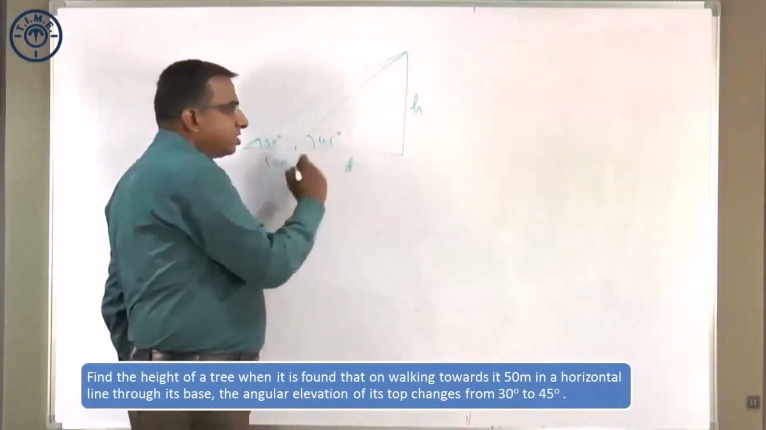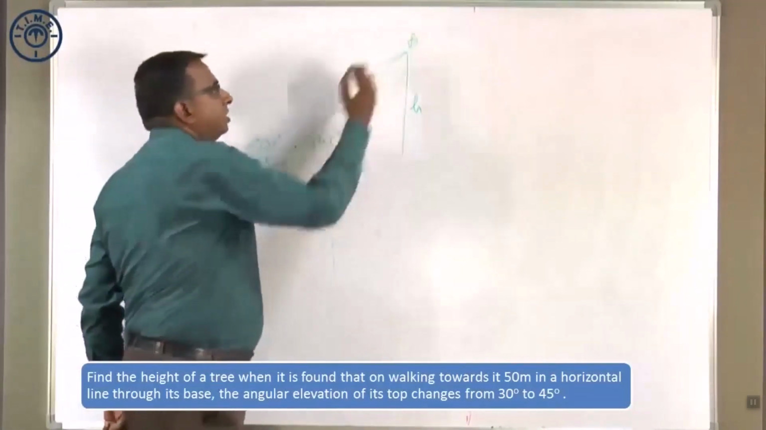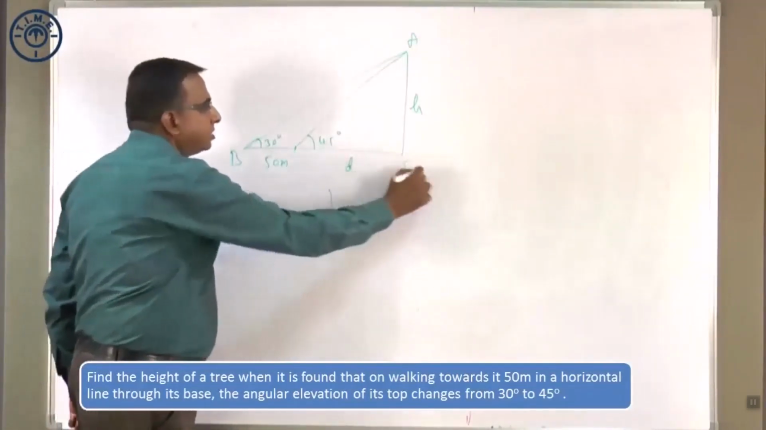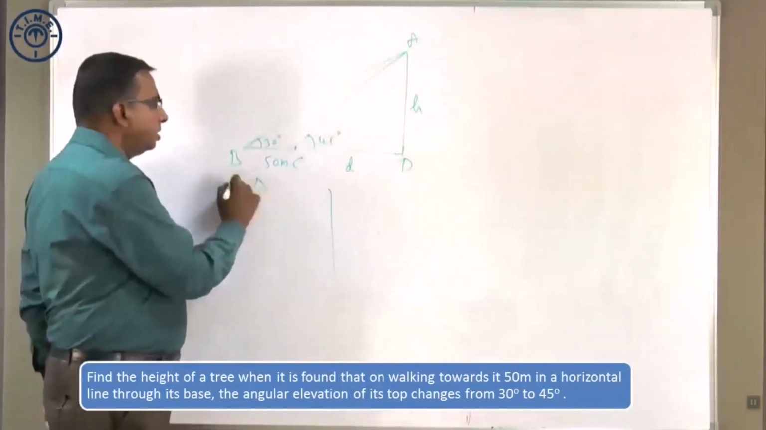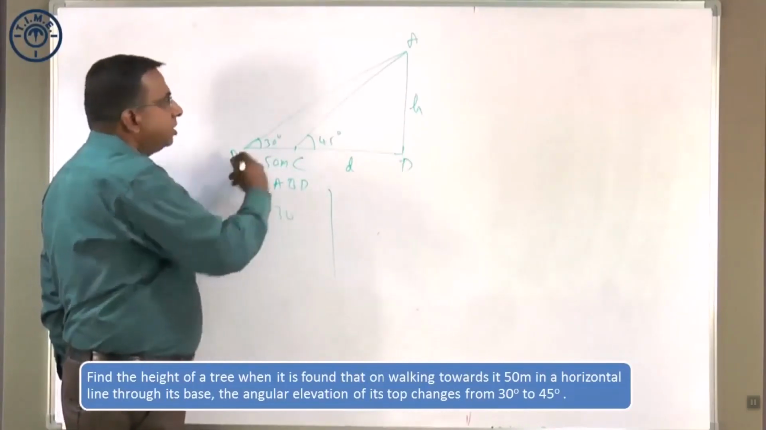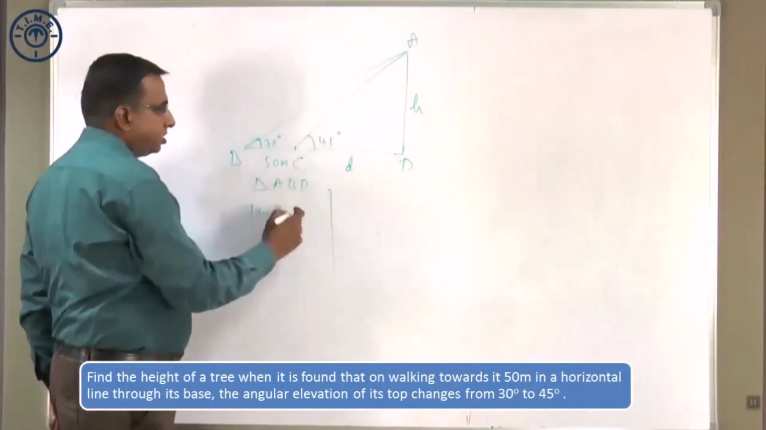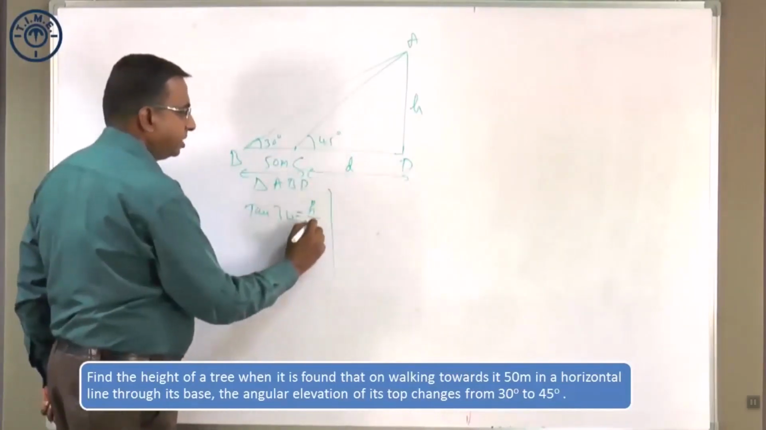So let us take this distance as some d, a dummy, let's say. You can see clearly two right angle triangles. Let us give some names as A, B, C, and D. Look at triangle ABD. Tan 30 is opposite by adjacent. So opposite is h, and what is adjacent? This length 50 plus this length d is 50 plus d.